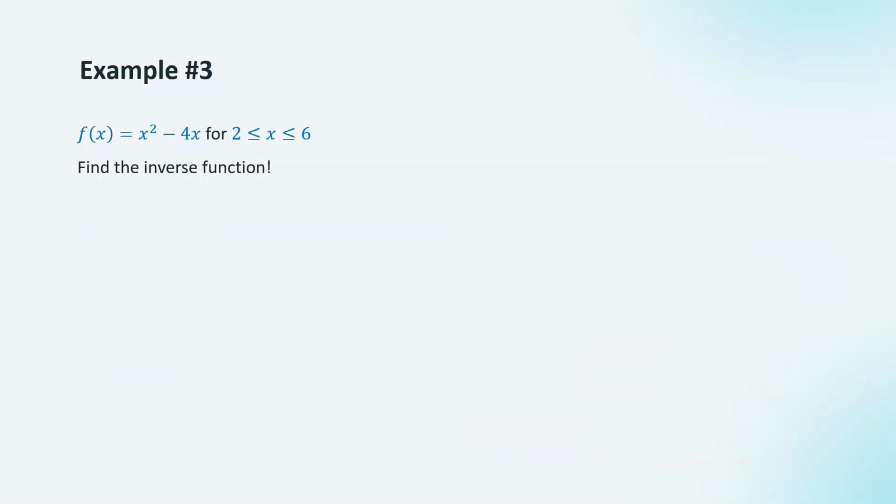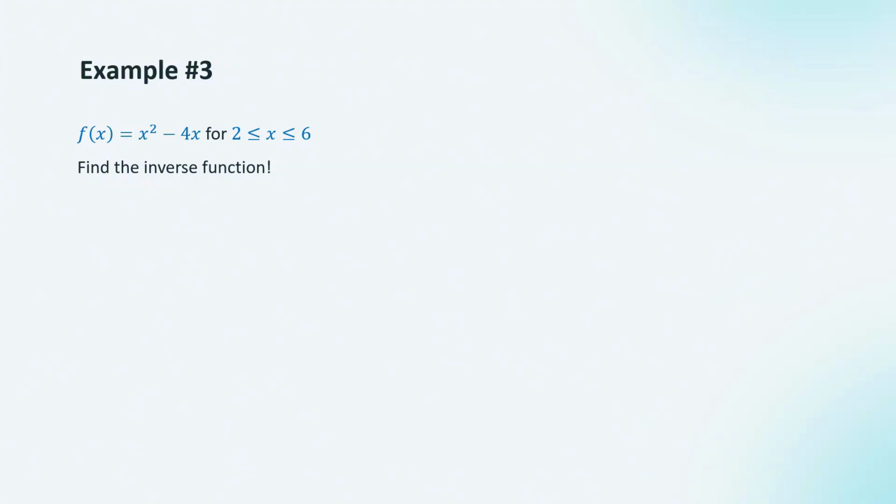Okay, so on this example, it's going to get a bit difficult, but I think you can still try to understand this. So we need to find the inverse function of a quadratic function, x squared minus 4x, defined from 2 to 6. Now in this case, I have already defined the domain such that this is a one-to-one function, okay?